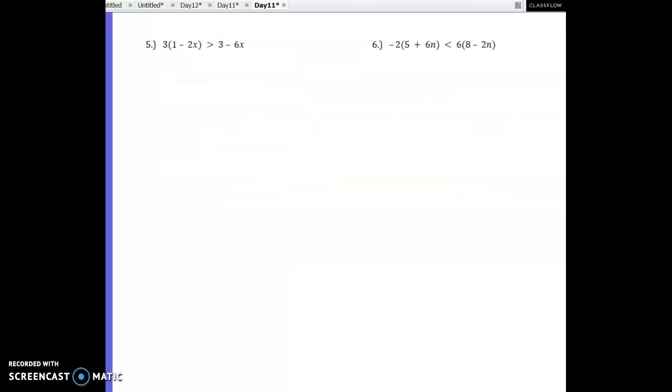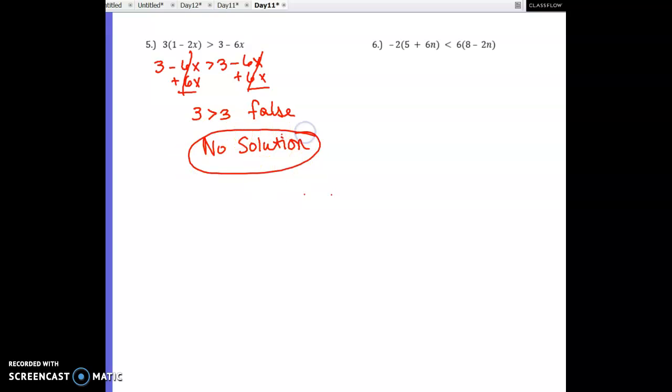Okay, let's talk about a couple of the special cases. So if I distribute here, I've got 3 minus 6x is greater than 3 minus 6x. Okay, I'm going to add my 6x to both sides to move the variable. And when I do that, I end up with 3 is greater than 3 because both of those cancel out. Well, that's a false statement. If it said it was greater than or equal to, that would be true, but it is false. So therefore, there's no solution. And on Desmos, if you check it, no solution shouldn't have anything graphed. So you should just have a blank screen there. So that's how you can check it there.